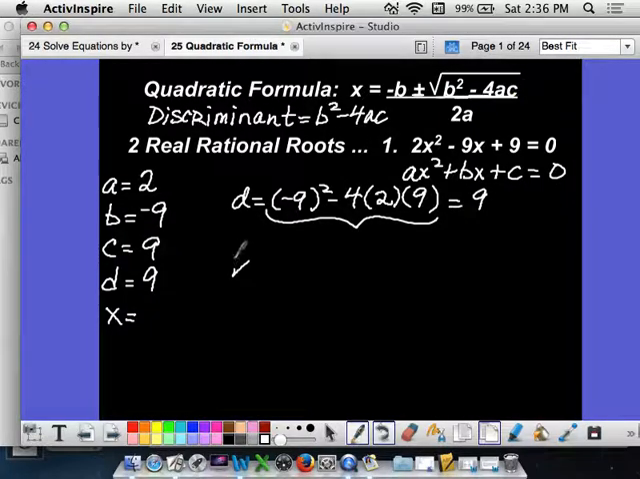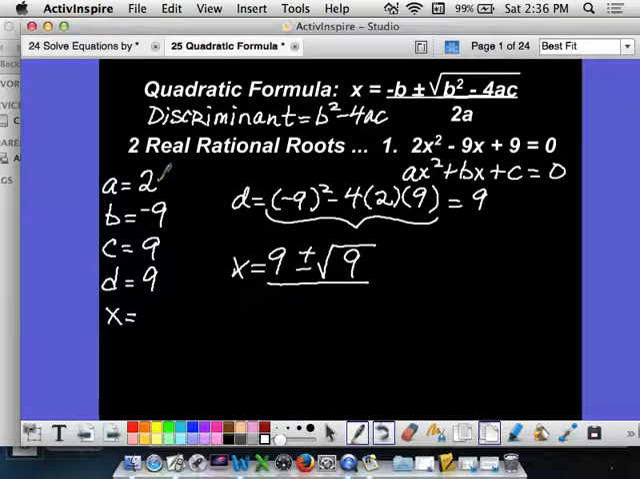So we have x equals the opposite of b. So the opposite of negative 9 is positive 9. Plus or minus the square root of b squared minus 4ac, which I found to be 9, all over 2 times a, and a is 2. So it's x equals opposite b plus or minus square root b squared minus 4ac all over 2a. And then you figure it out.